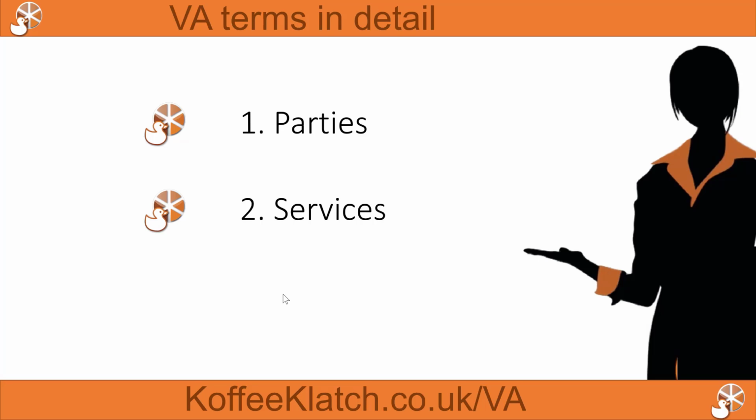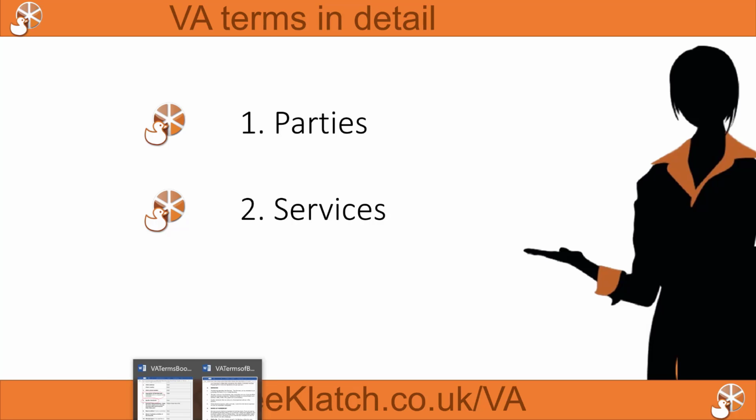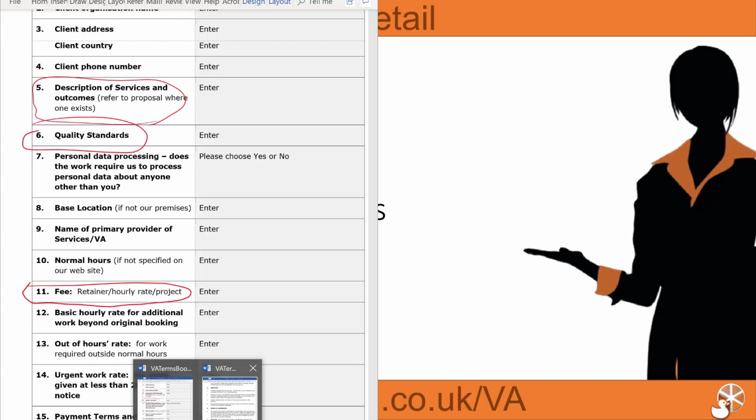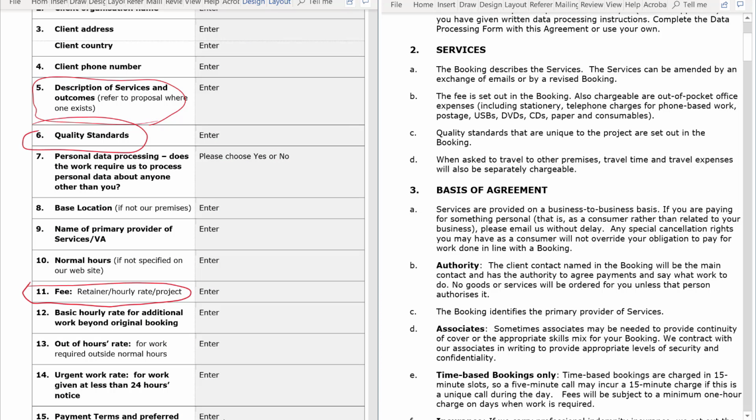Now we're going to move on to the services section of your agreement. Once again, this has to be read against the booking form in order to understand what the two mean. So if you look at section two, it says the booking describes the services. That booking is in capital B because it's included in the definitions, and we'll come on to that in the definitions section. It refers to this booking form. So the services are described under section 5.